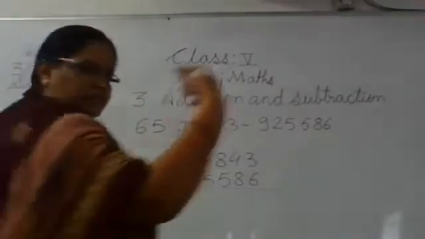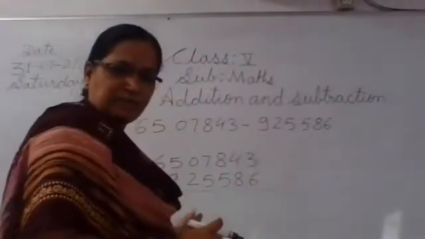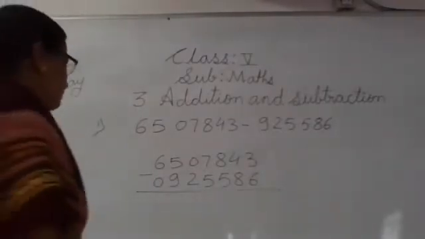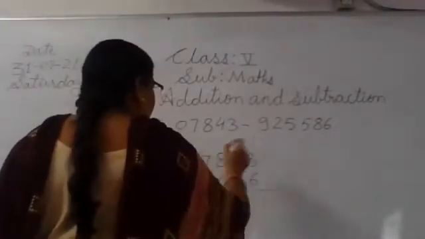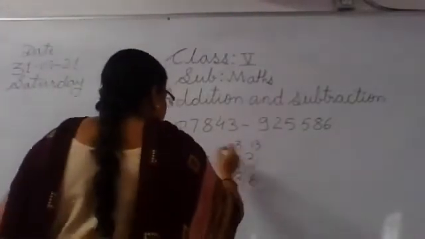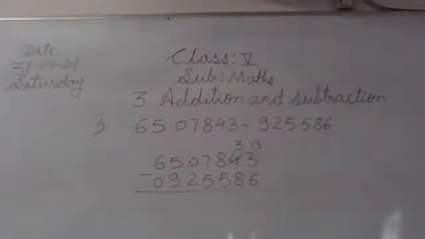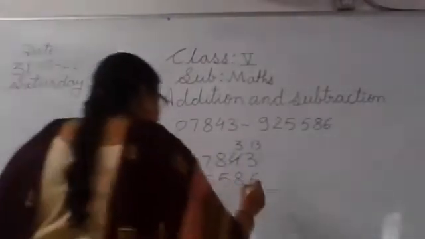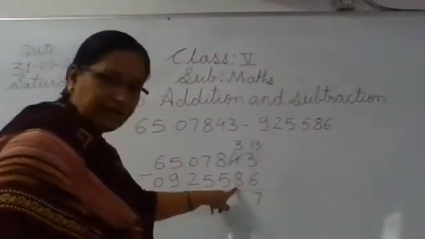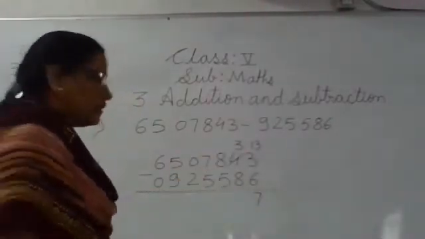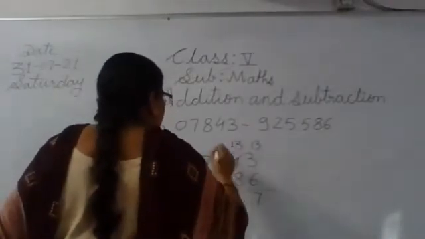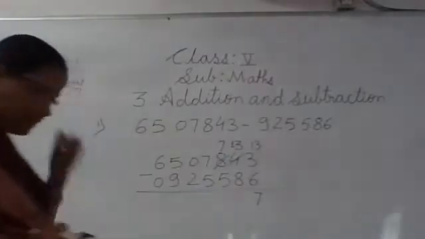Now we will start subtraction from the right side, that is from the ones place. 3 minus 6, not possible, beta. So we will borrow 1 from this tens place. So it becomes 13 and this 4 becomes 3. Now 13 minus 6, it is 7. Now it becomes 3 and you have to subtract 8 from the 3. Again, it is not possible. So we will borrow 1 from this hundreds place. Now it becomes 13 and it becomes 7.